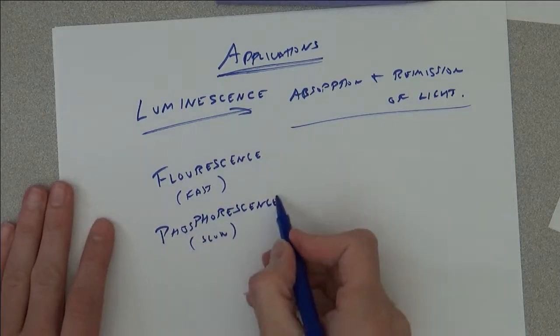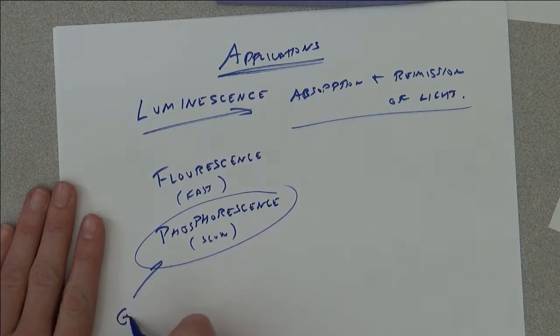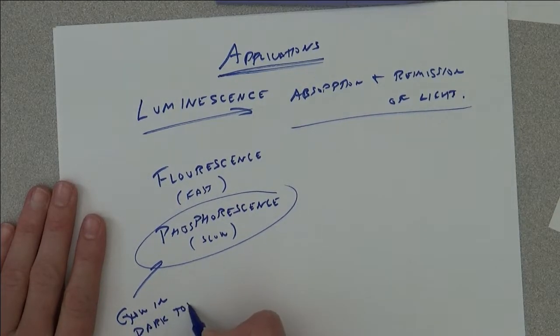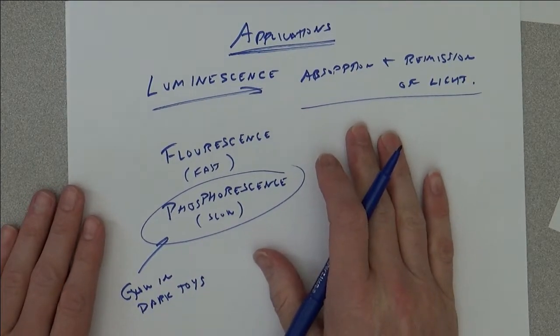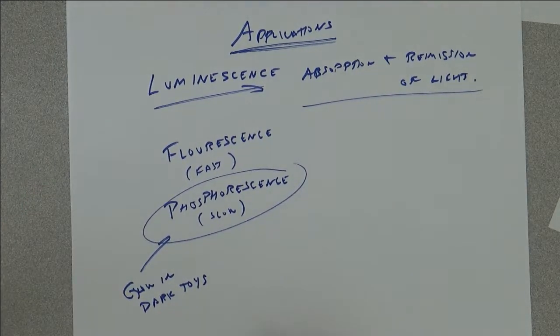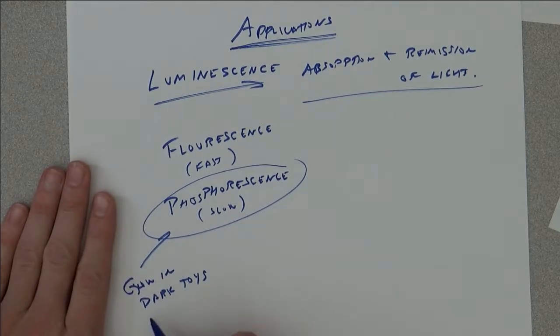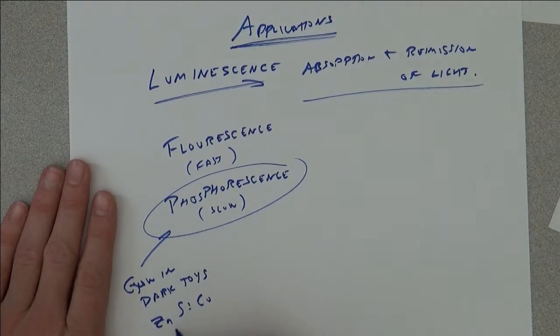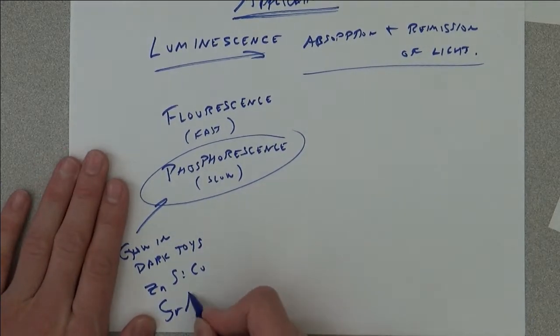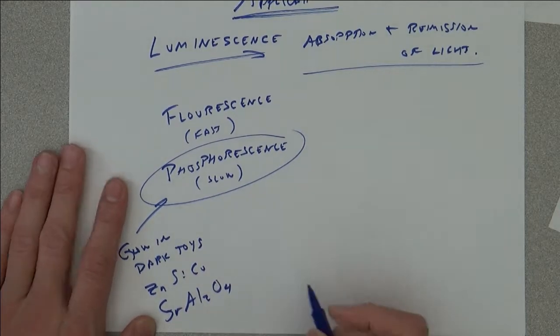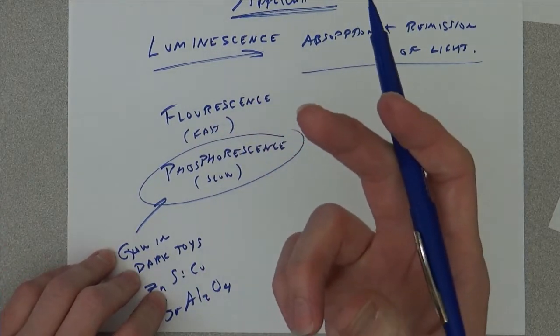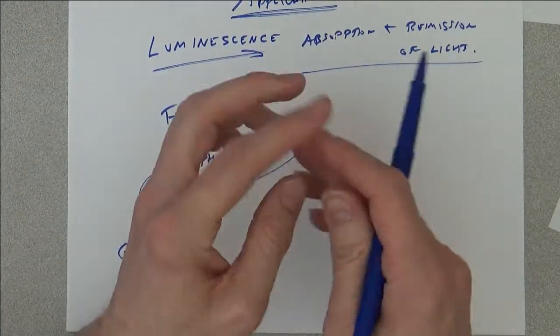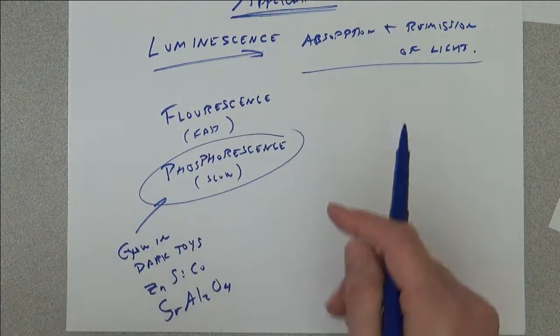Phosphorescence, this is something like your glow-in-the-dark toys. You get plastic that's been doped with zinc sulfide with copper, or strontium aluminum oxide. You hold them up to a light and they absorb optical energy. You turn off the light and then slowly they emit light.